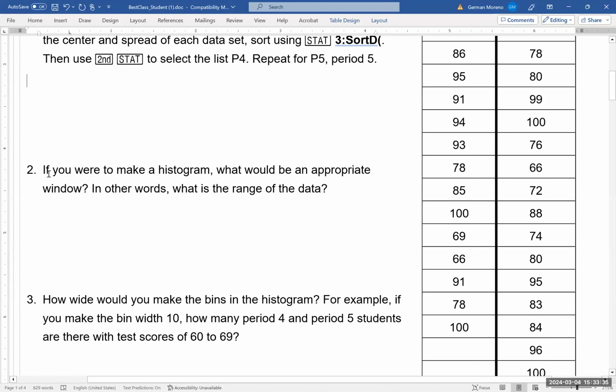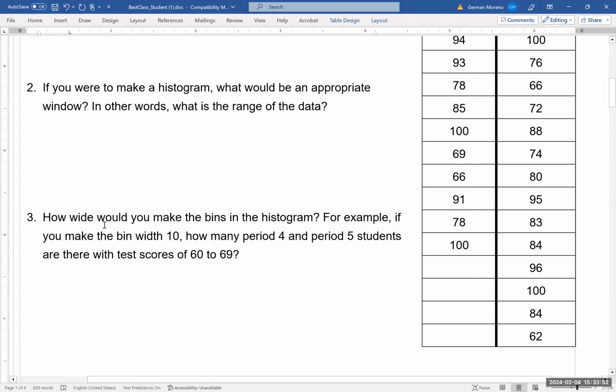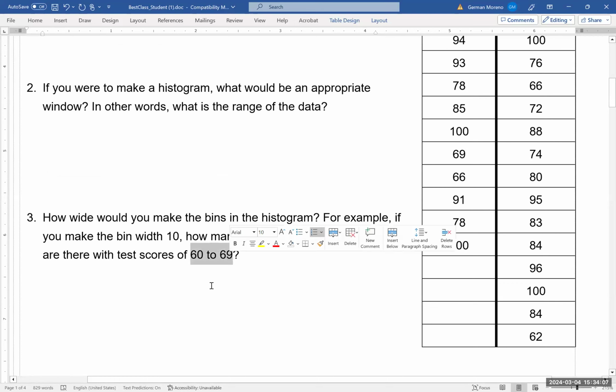I'm gonna let you read number 2 on your own, because that's almost more of an opinion question. But let's look at number 3. It says, how wide would you make the bins in the histogram? For example, if you make the bin width 10, how many period 4 and period 5 students are there with test scores between 60 and 69? So they're trying to get you to see how wide you should make the bins.